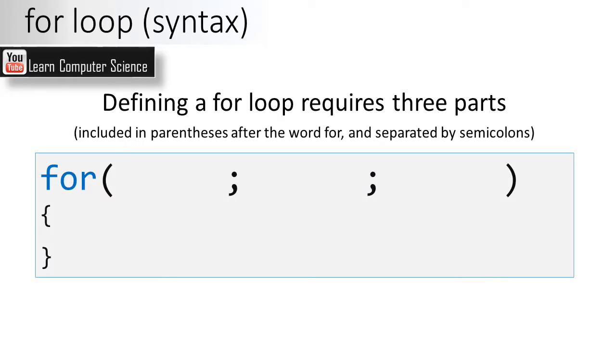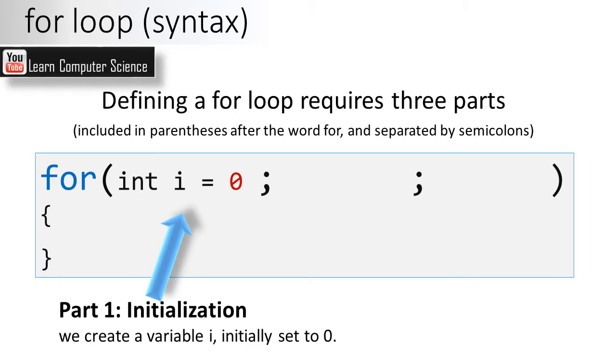Defining a for loop requires 3 parts, included in parentheses after the word for, and separated by semicolons. First part is initialization. We create a variable i, initially set to 0. Here i is just a variable. You can name it x, y or anything you want, and also assign its value to whatever you want. Do it according to your conditions.